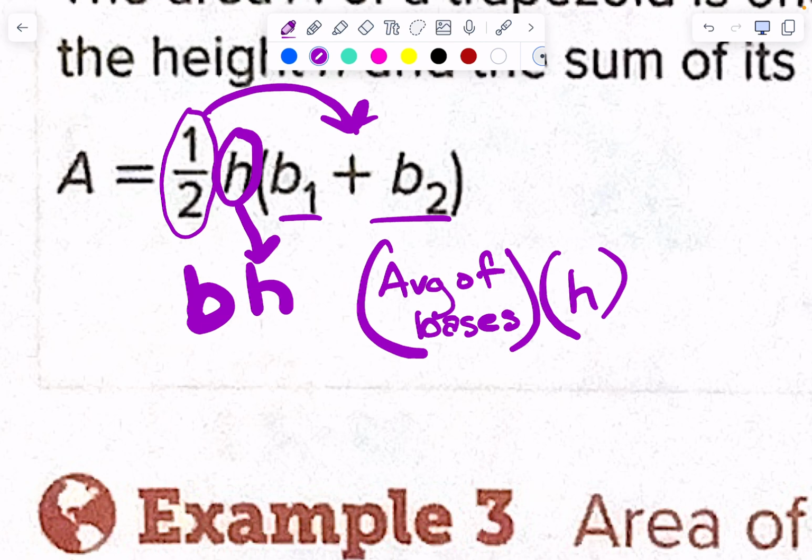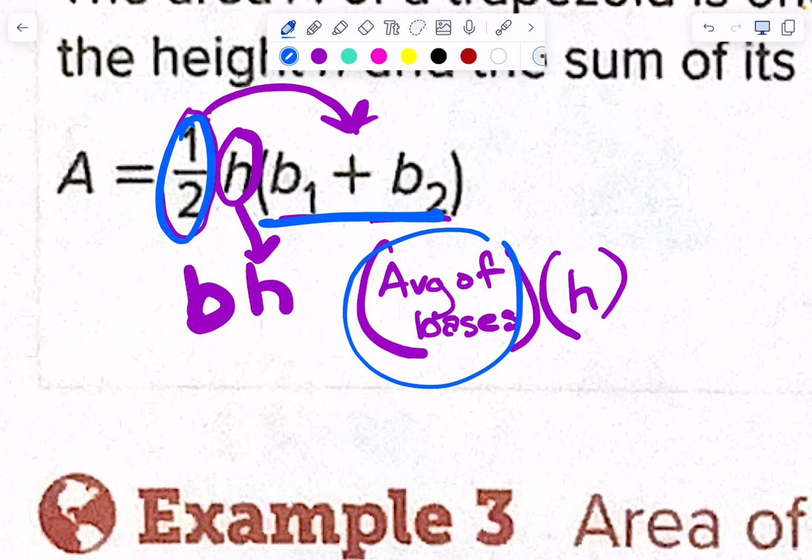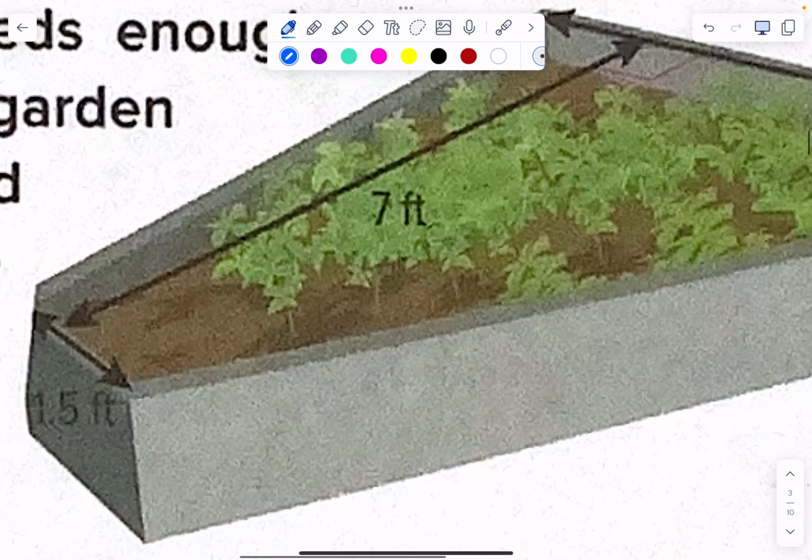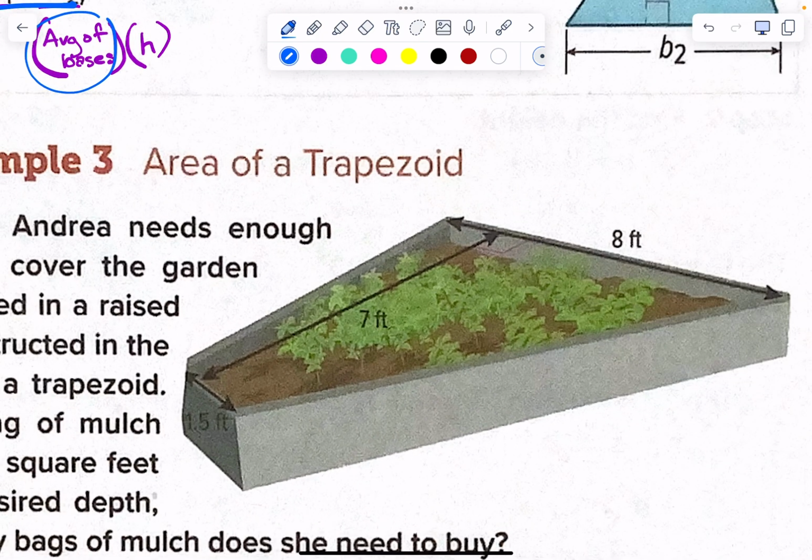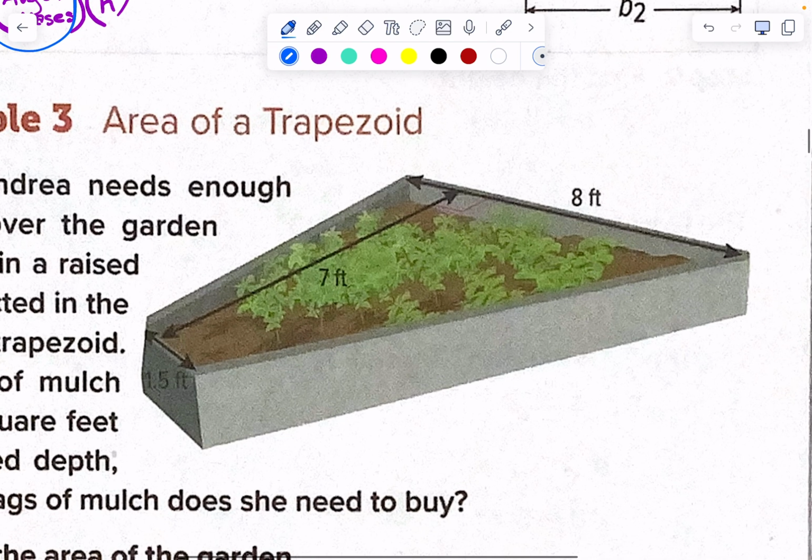All right, so in the formula, the 1/2 base 1 plus base 2 is just taking the average of the two bases times the height. Okay, example 3. Here we go. This is like a flower patch or something, okay? What are my bases? 1.5 and 8.